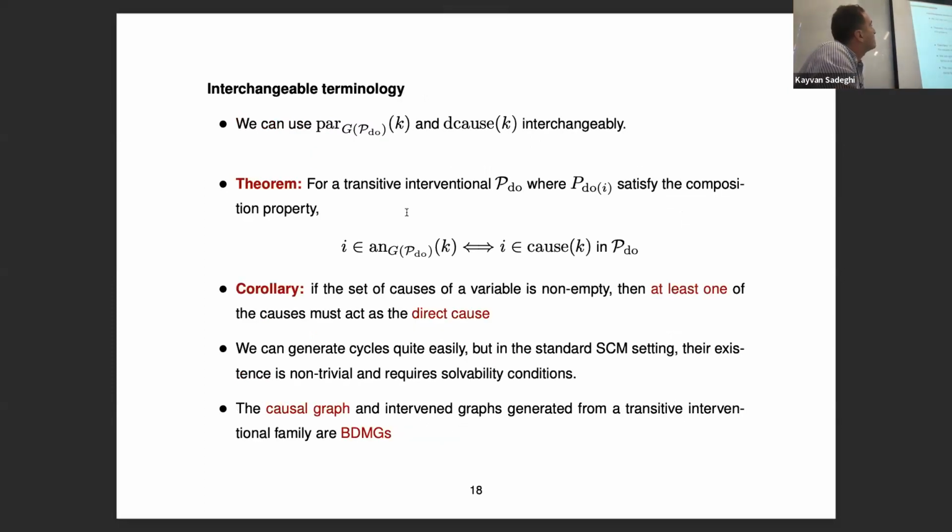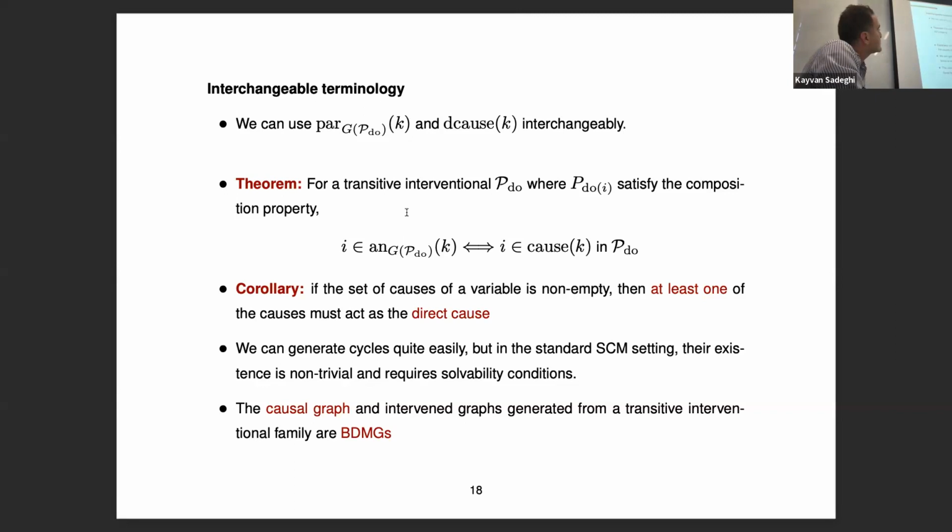Okay, now how we made our graph, the parents are the causes, right? That's how we made this, right? This is actually not that easy to prove, but we can prove that there is now an interchangeable terminology between ancestors in the causal graph and causes in the interventional family. So I is an ancestor of K in our causal graph if and only if I is a cause of K in the family, right? So the graph works nicely with the interventional family.